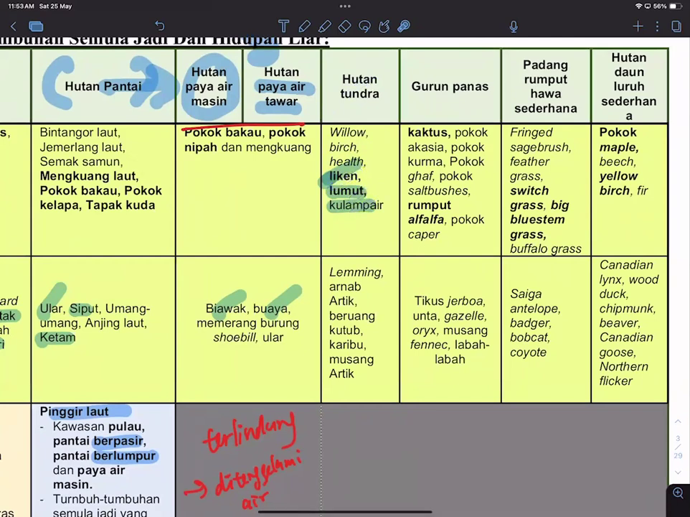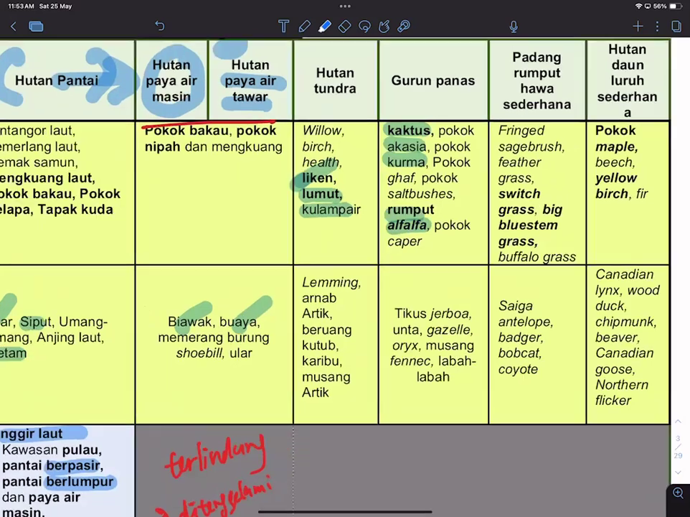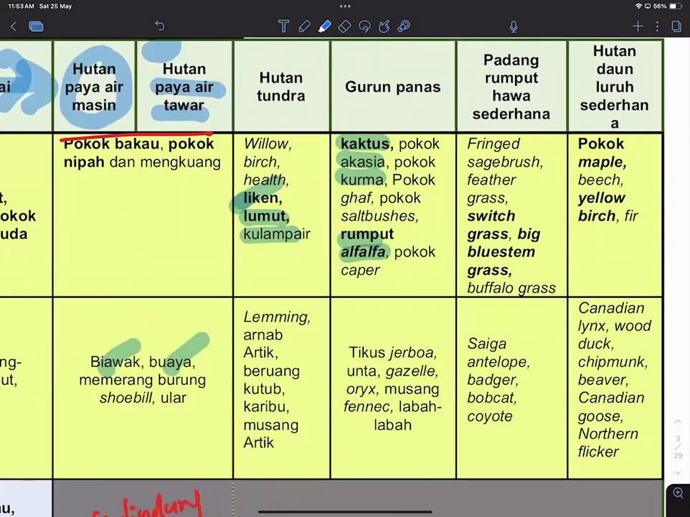Hutan tundra. Yeah. So for the gurun panas, cactus, acacia, kuruma, and then the rumput alfalfa. So these four will do. So the pokok calf, salt bushes, caper, we can skip it. So padang rumput hawa sederhana is all the grass. So we have the feather grass, switchgrass, spruce grass, and then the buffalo grass. All the rumput padang hawa sederhana.